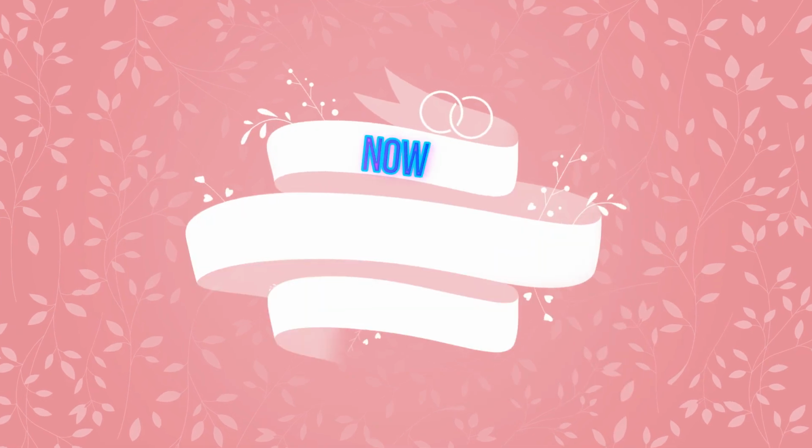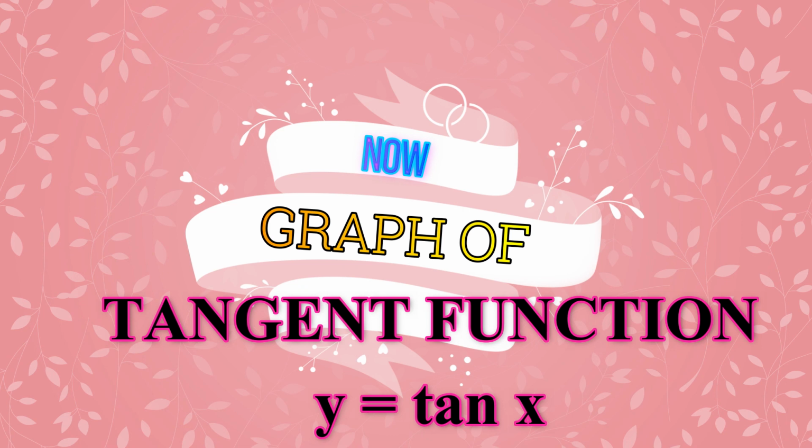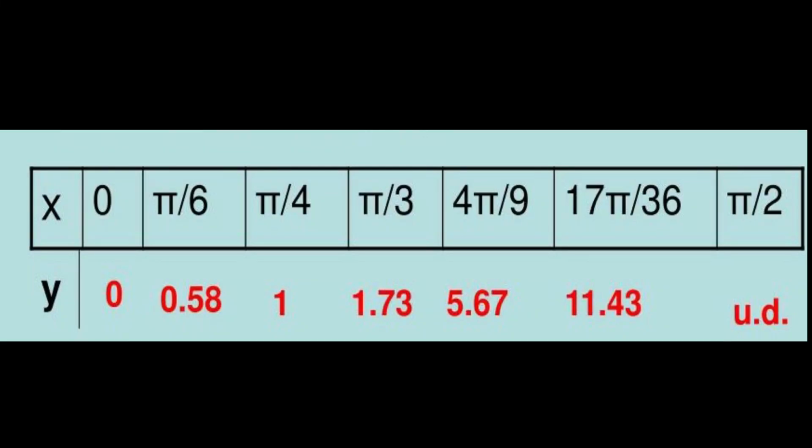Let us start to learn the third trigonometric function, that is the tangent function y equal to tan x. First we will see the table for drawing the graph of tangent function. If you observe this table, here x is equal to 0, pi by 6, pi by 4, pi by 3, means the values of x are going on increasing from 0 to pi by 2.